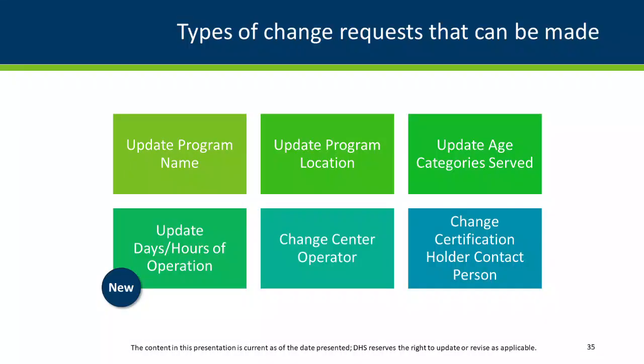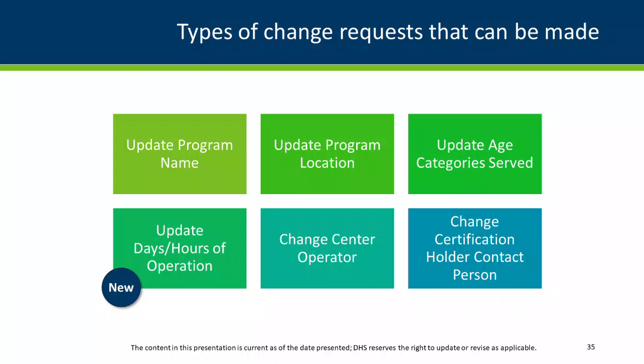There are several types of change requests that can be made in the Provider Hub. You can request an update to your program name, an update to program location, an update to age category served, an update to the days or hours of operation. And we know that hours and days of operation have not previously been captured for certified providers, so we understand this is a new requirement we're capturing. You can also request to change the center operator as well as the certification holder contact person. And all of these change requests can be made directly in the Provider Hub.